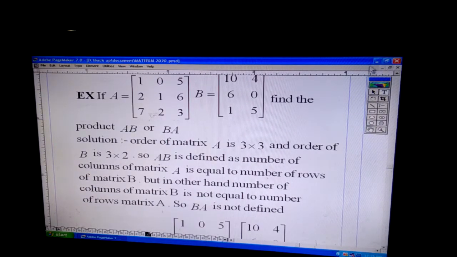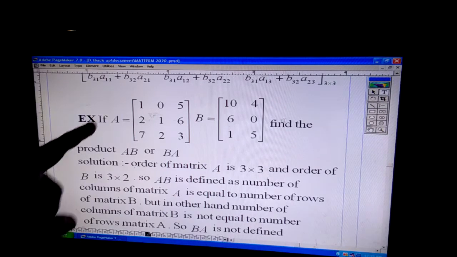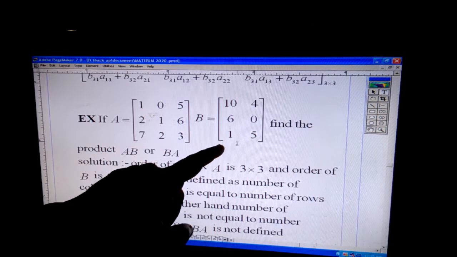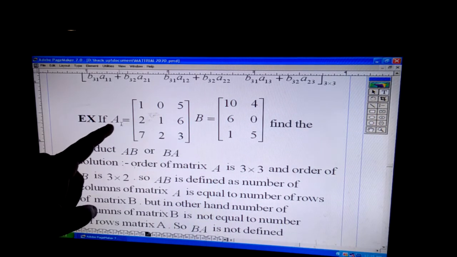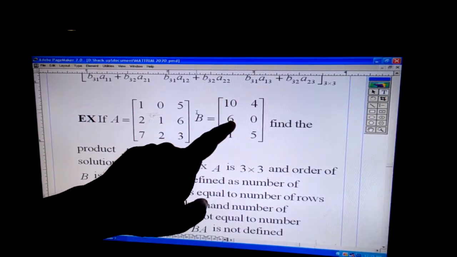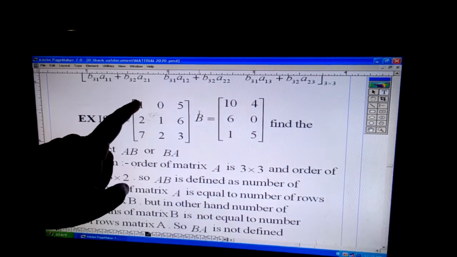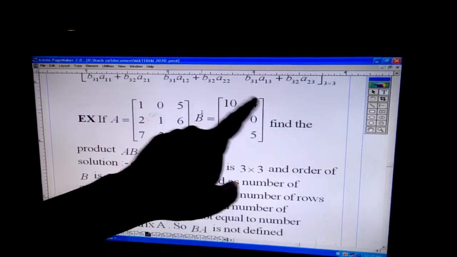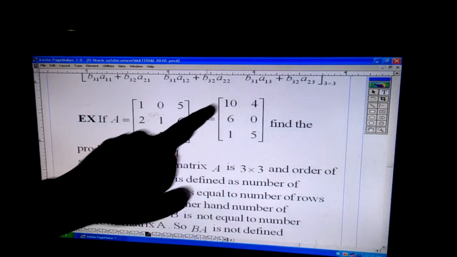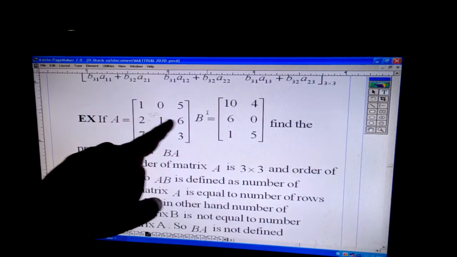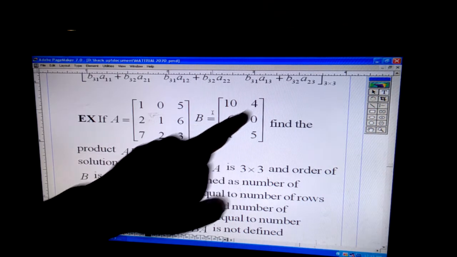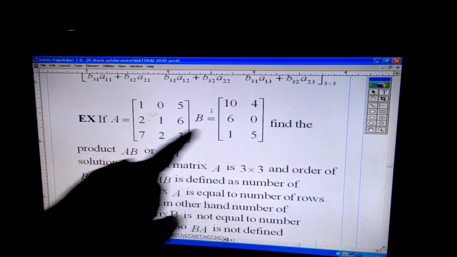Now I am taking one example. Suppose B is equal to the matrix with rows 10, 5; 2, 16; 67, 23; and A is the matrix with rows 1, 0, 5; 2, 1, 6; 7, 2, 3. Now you have to multiply A into B. So A into B, first row first column, will be 1 into 10 plus 0 into 6 plus 5 into 1. Again first row second column: 1 into 4, 0 into 0, 5 into 5. Again for second row first column: 2 into 10, 1 into 6, 6 into 1. Second row second column: 2 into 4, 1 into 0, 6 into 5.